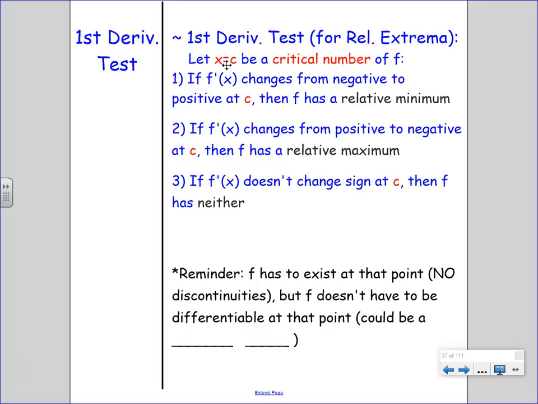And if f prime changes from positive to negative, there has to be a relative max at that point, as long as it's a critical number and exists in the original function. And if f prime doesn't change sign at a critical number, then that critical number is not a relative min or a relative max. It is neither.